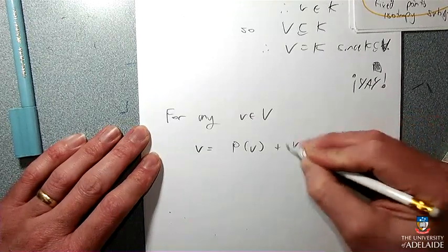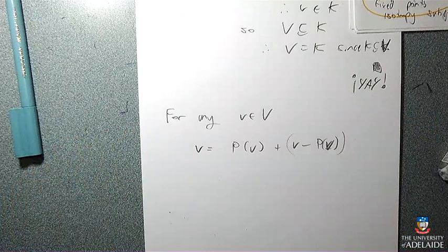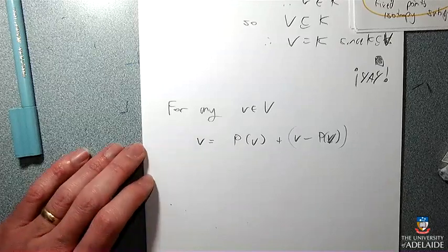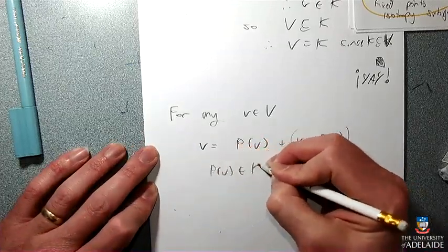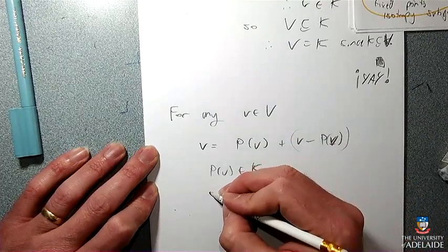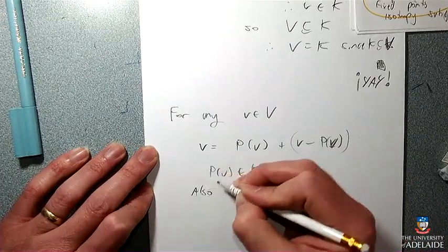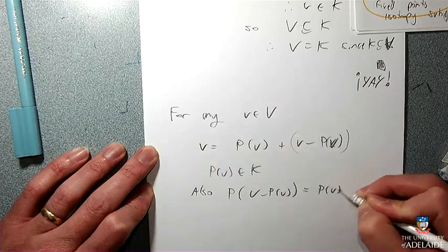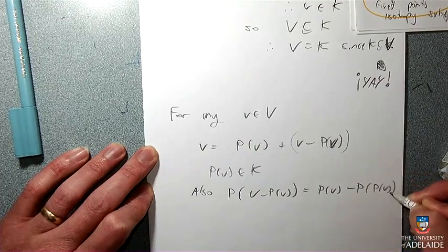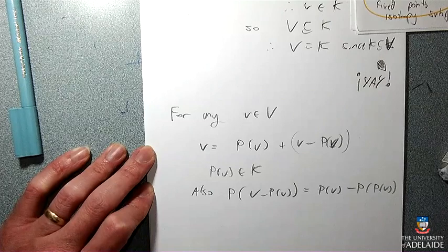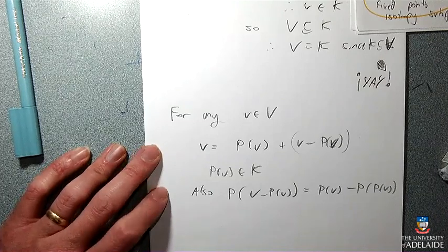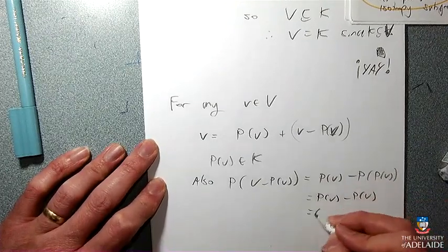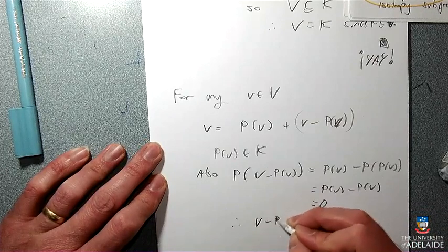Okay, well that's just writing 0 creatively, right? We've got plus V and minus P, plus P of V and minus P of V. And then we know that P of V is in K, but also P of V minus P of V is P of V minus P of V, because it's a linear transformation, and we can do that. Linear transformations expand out over linear combinations, and that's the same as P of V minus P of V, because P of V is the same as P of V, which is 0, and so therefore V minus P of V is in the kernel.